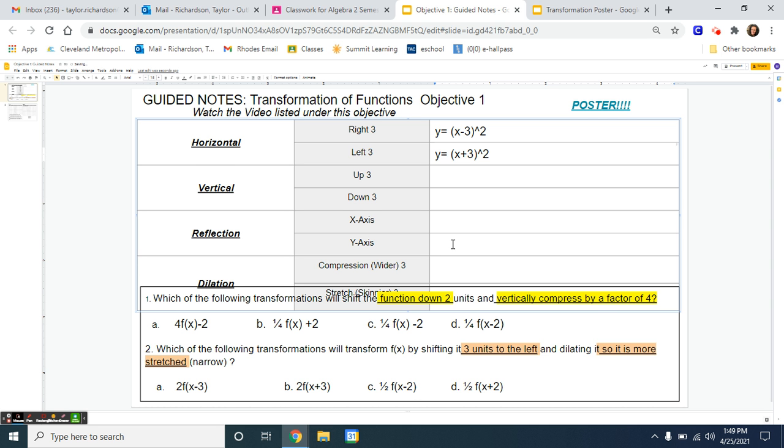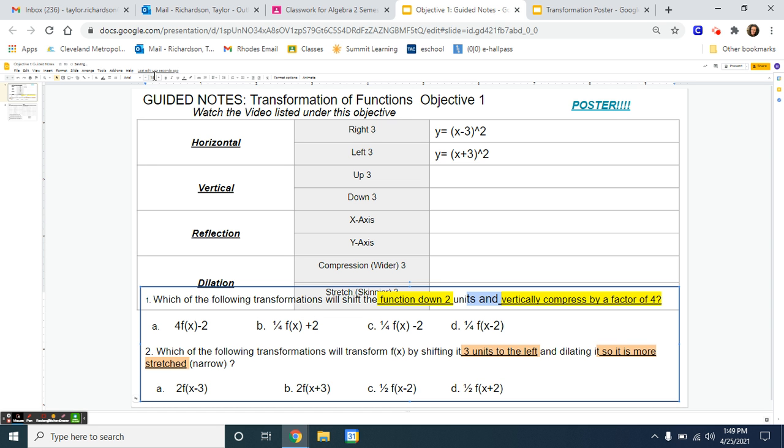If you notice, whenever you're moving right and left, you're going to be using parentheses. And it's kind of the opposite. If you're moving left, you want to usually put a minus sign, but you're going to put a plus sign. And same thing with the right, you're going to be using a minus sign instead of a plus sign.